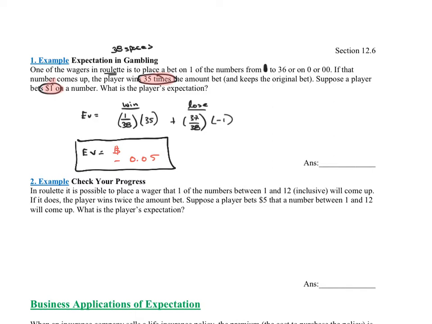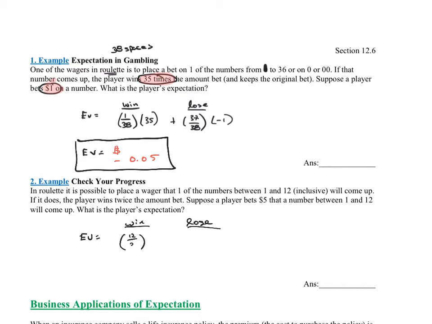So, again, if we want to know the expected value, we can either win or we can lose. Okay? So if we win, well, let's look at the probability of winning. The probability of winning here, we're betting on the numbers 1 through 12. So we have 12 opportunities to win.